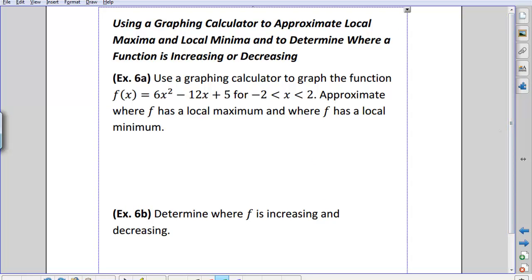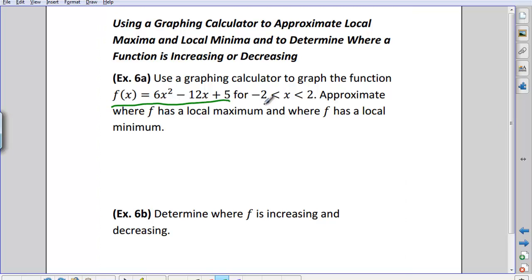Still on the concept, the idea of local maxima and local minima, and increasing and decreasing, we can actually use our calculator to also figure this out. And so let's kind of look at this. It says use a graphing calculator to graph this function for the x values between -2 and 2. So let's do that real quick.